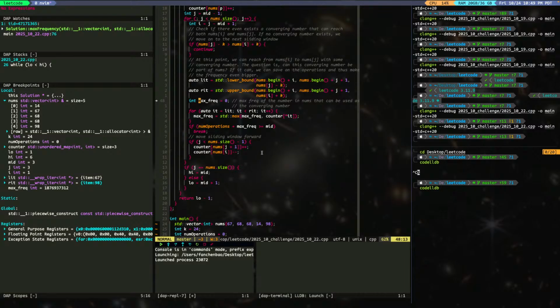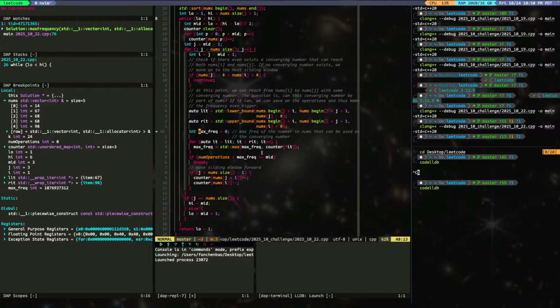How? Mid is 3. So J is 3. I is 1. J is 3, I is 1. How? Oh, I think J is already moved forward, right? Yeah, we already moved forward.